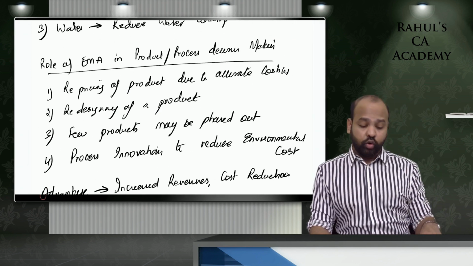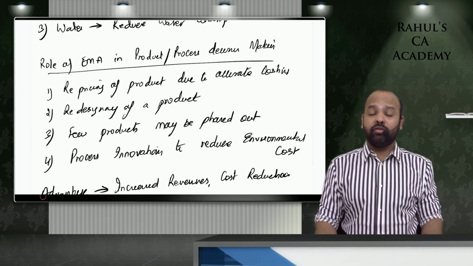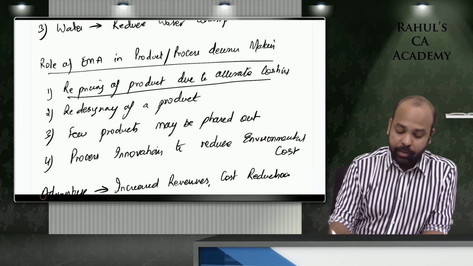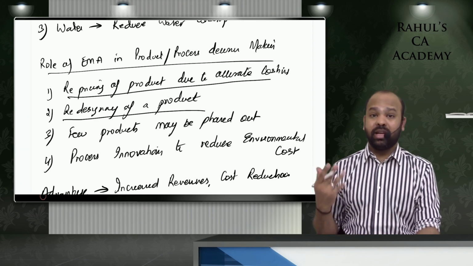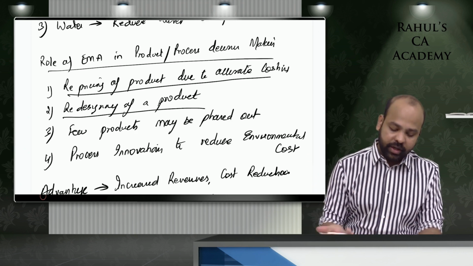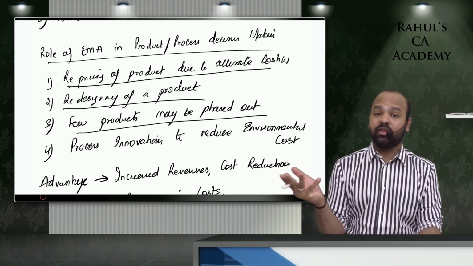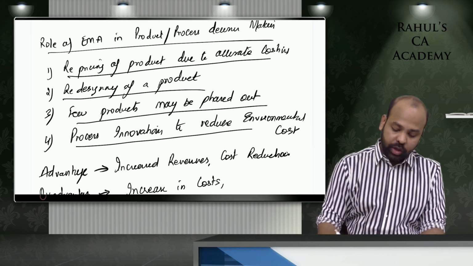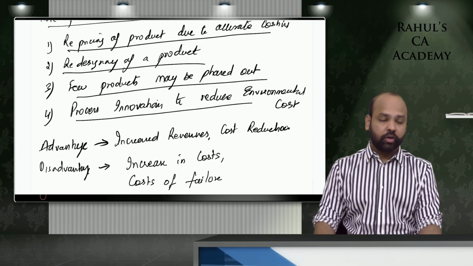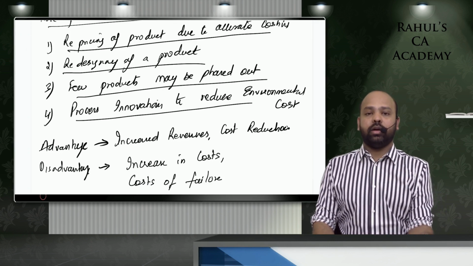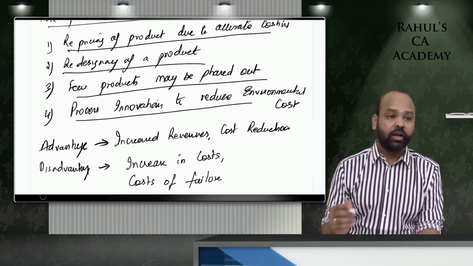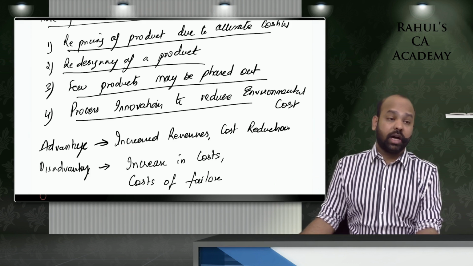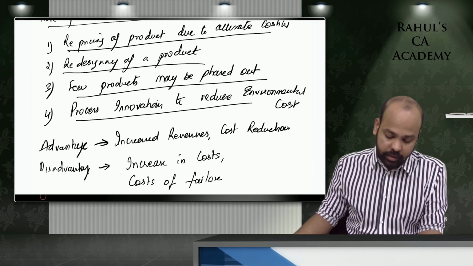Now finally, what is the role of EMA in product or pricing decisions? I told you, once you allocate cost appropriately, it can be used to understand how you should be pricing a product, repricing of a product due to accurate costing. If there is nothing that can be done to reduce cost, you will go back and try to redesign the product. You might simply eliminate a few products because they're having a huge environmental impact. You might eliminate a few products, or you will want to redesign them, and you will try to innovate to reduce your environmental cost. The advantage of implementing this properly is that your revenues will increase, your cost will reduce. Undoubtedly, people will prefer those companies which are basically concerned about the environment.